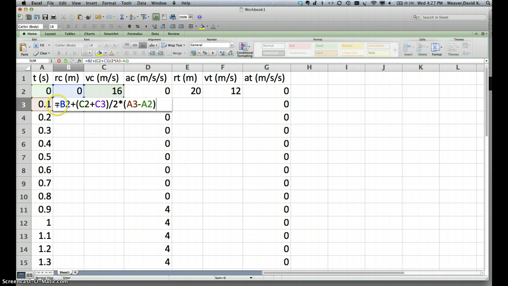So again, this says that my position in the future is equal to my position in the past plus my average velocity, and that's why we've got that averaging going on, times the time step, which is the final time minus the initial time.